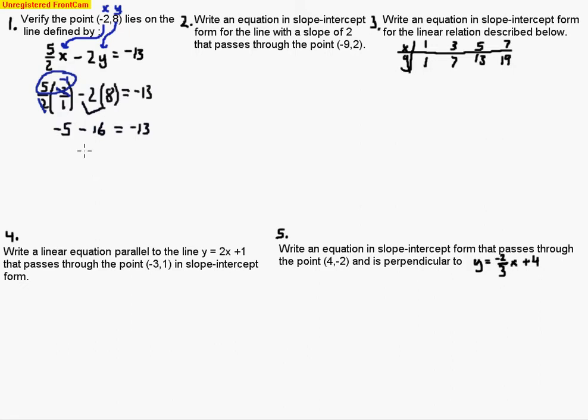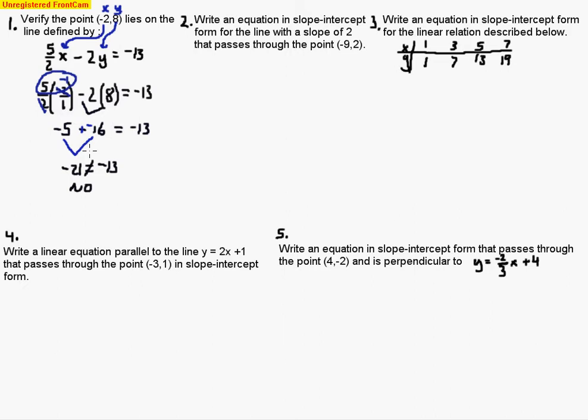Well, these two numbers don't equal -13 when I add them together. Again, when you see the -5 minus 16, you could always change this to plus a negative. When you see the same sign, that tells us that we have to add those two numbers, not subtract. So that makes a -21, and that does not equal -13. So in this case, we would say, no, that point is not on that line.